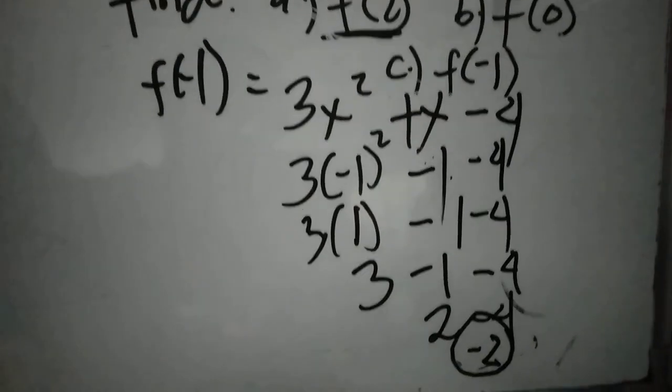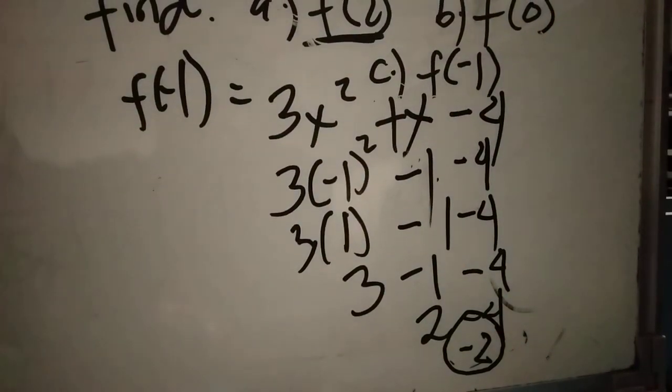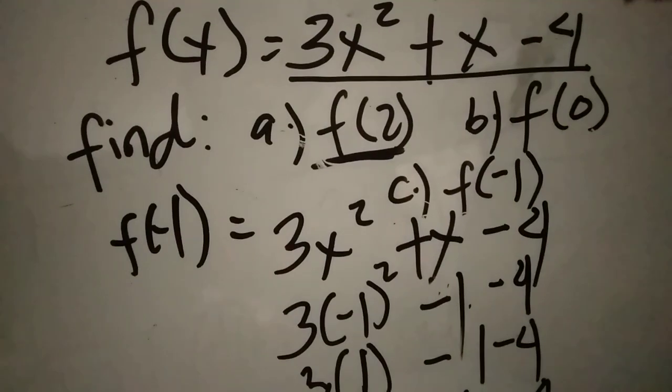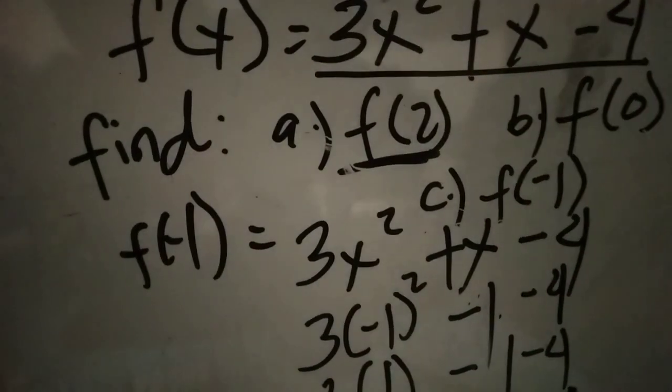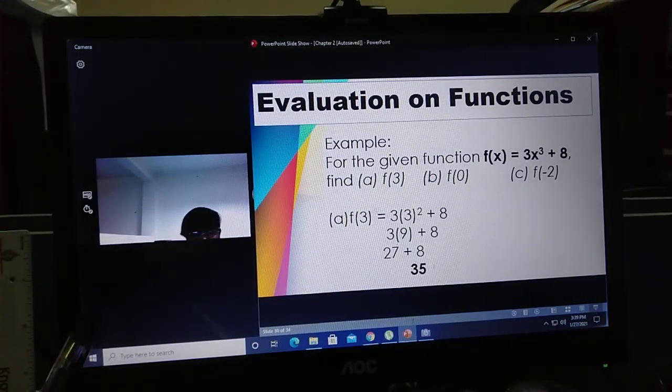That's the process in getting the value if we evaluate 3x squared plus x minus 4 at f of negative 1. So that's it. That is how to evaluate functions. We are now done with our chapter 2, and I will also be giving you your activity 2 as soon as possible. So that concludes our chapter 2 discussion.